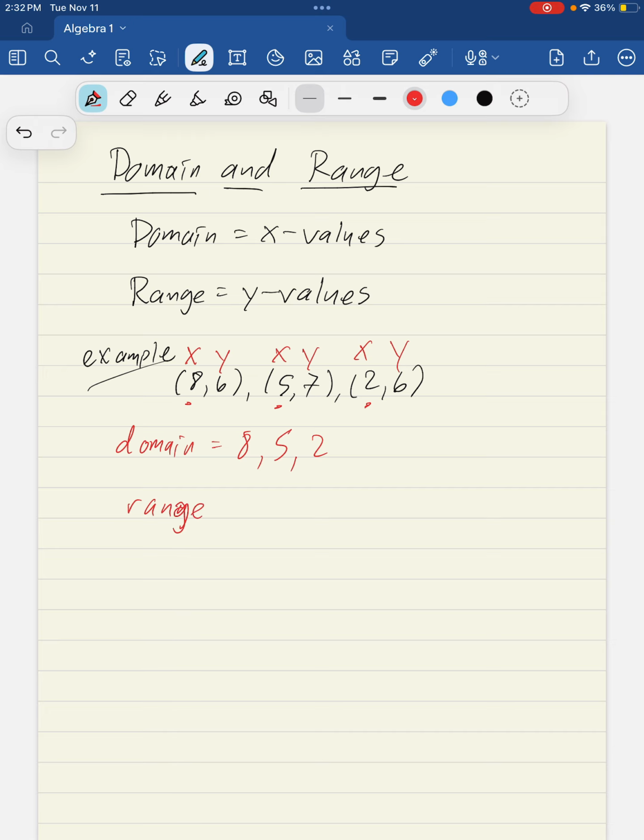So range would be 6, 7. Oh, there we go, 6, 7. And then we have another 6, but we don't double count. So we just list 6, 7, and move along. Don't double count. Okay. Now, with numbers, that's pretty smooth. Your x's are your domain, y's are your range.